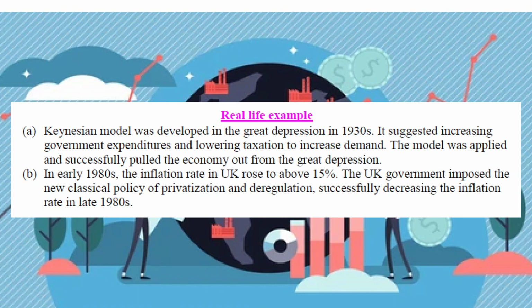So a real example: the Keynesian model was developed in the 1930s, during the Great Depression. Governments adopted his theory and pulled the economy out of the Great Depression, though not quickly, it took about 10 years. In the early 1980s, the opposite happened. The inflation rate of the UK was high, but the Keynesian model has nothing to do with the price level. So the UK government imposed new classical policy, which changes the aggregate supply: privatization and deregulation, making the long run aggregate supply increase. This successfully decreased the inflation rate. So different situations: the 1930s was Keynesian, and the 1980s UK was new classical.